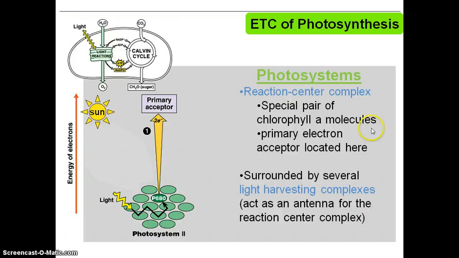So in writing here, you can see some of the things you should know about photosystems. Again, that they're made up of these two areas, light harvesting complexes and the reaction center complex. And the reaction center complex has a special pair of chlorophyll A molecules, and it has the primary electron acceptor located here for those excited electrons from the light energy. And then surrounding our reaction center, we have the light harvesting complex, which acts as an antenna for the reaction center complex.